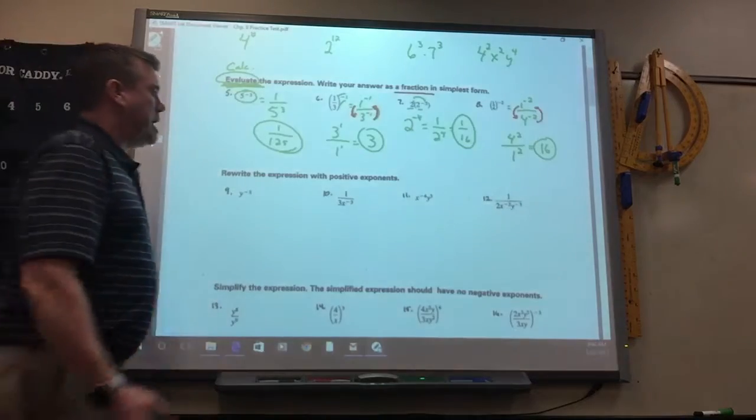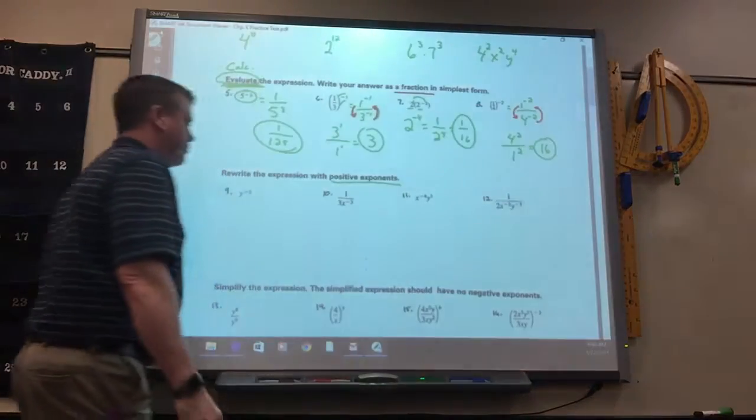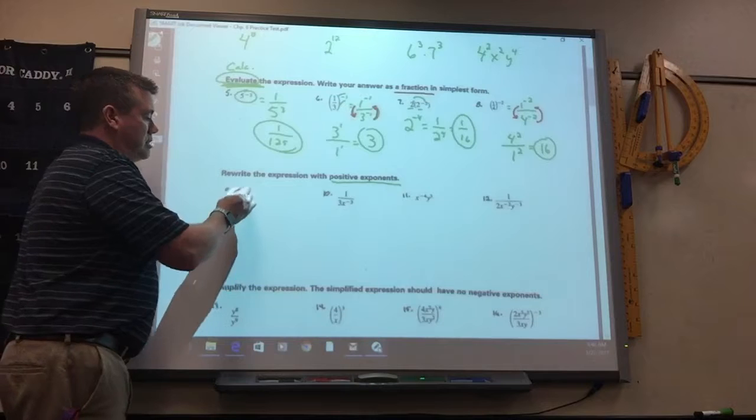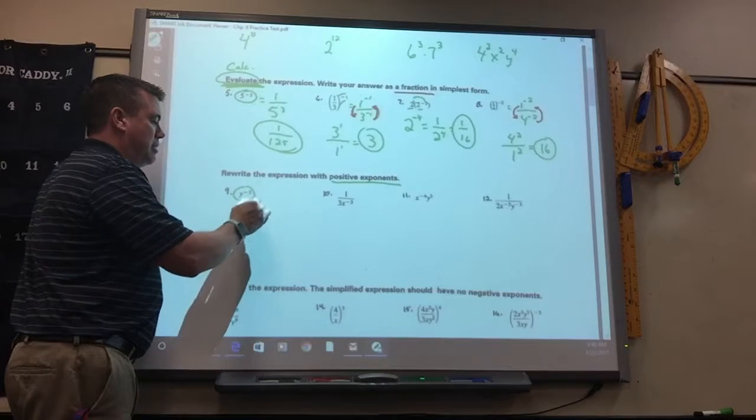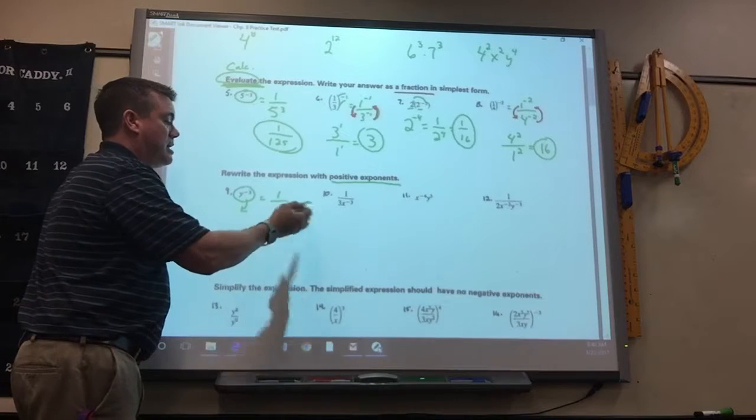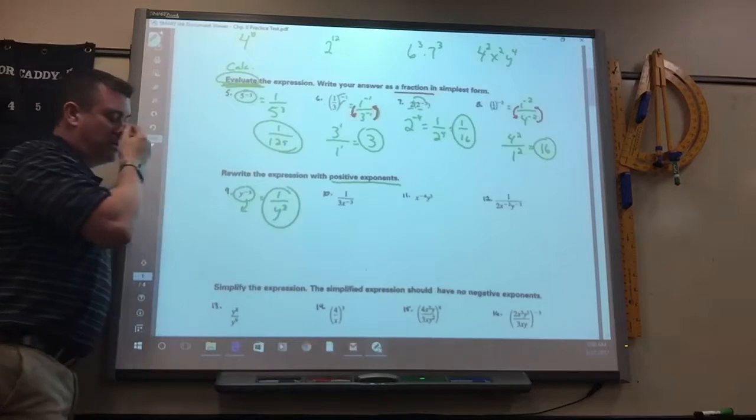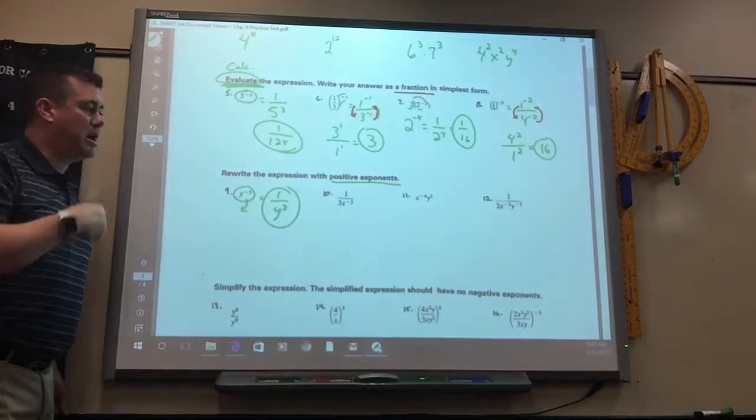Okay, rewrite with positive exponents. So, since this is negative, you would just move it down. And that's all you can do. There's nothing that'll simplify, nothing will cancel off or combine.